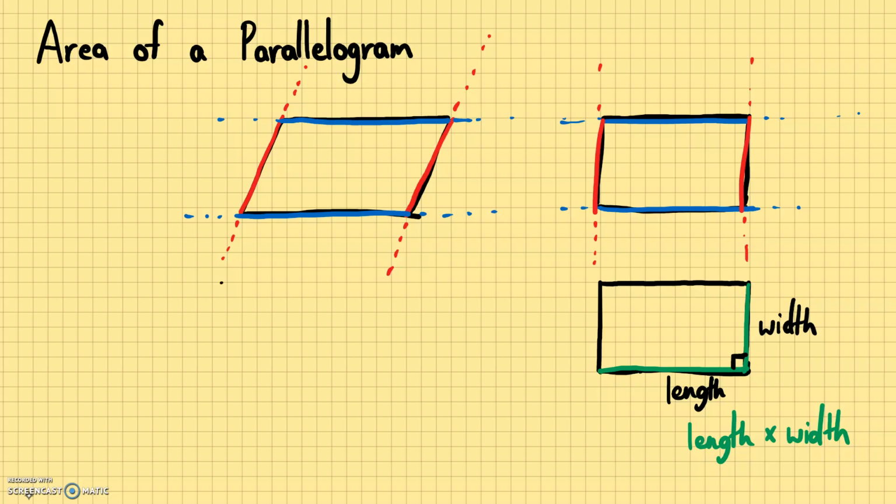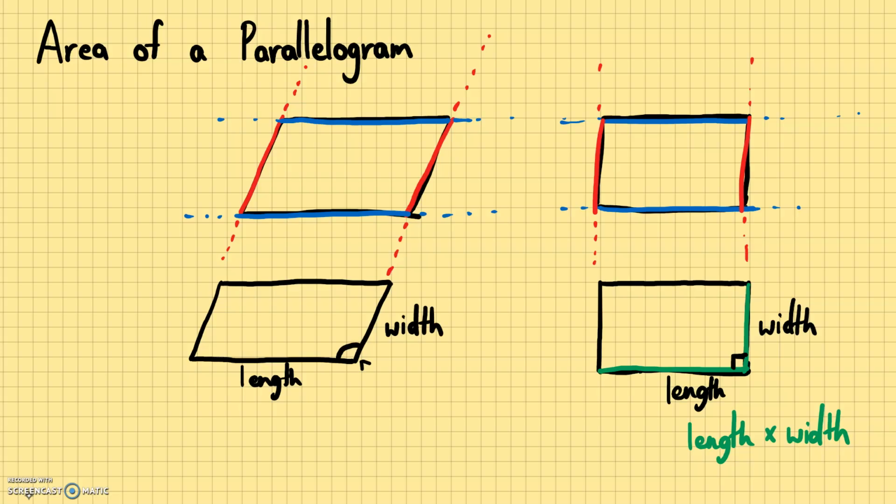However, for a parallelogram, if we're looking at the length here and the width here, the angle between the length and the width is not 90 degrees. And to find the area, you need to multiply two sides that are at 90 degrees with each other. So when you're finding the area of a parallelogram, you actually need to know this side here that is perpendicular to the length. Okay, so you can't use the width. You can't use the width for the area of a parallelogram. You have to use this, which we can call the height.